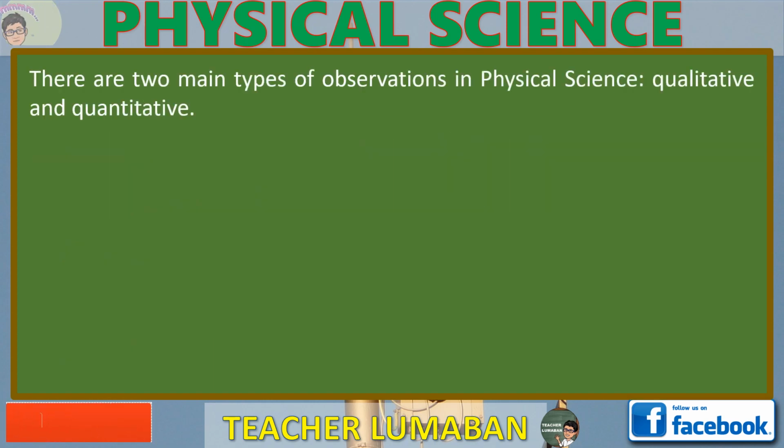There are two main types of observations in physical science, qualitative and quantitative.